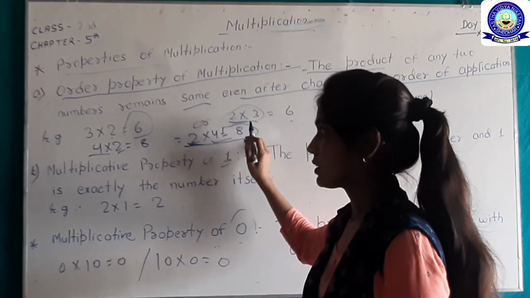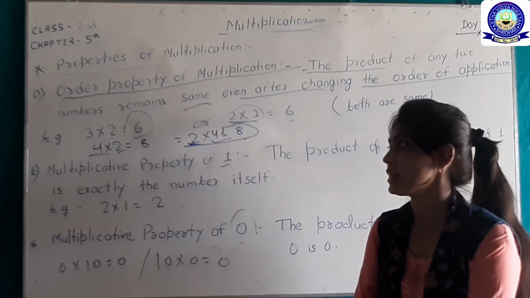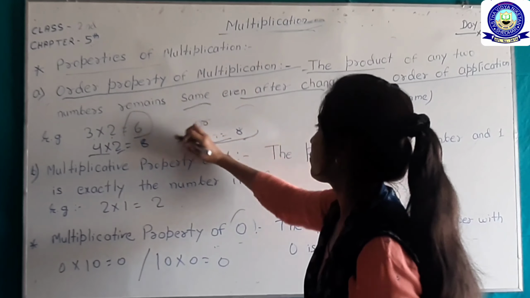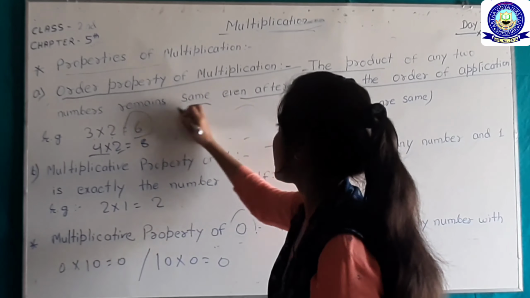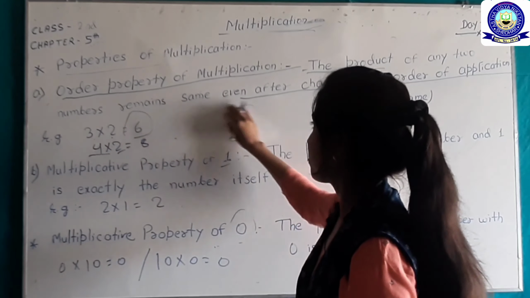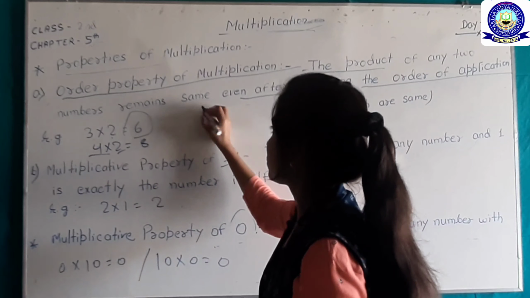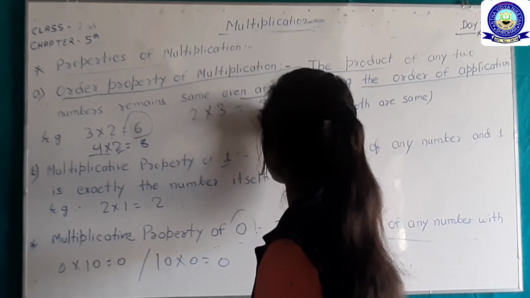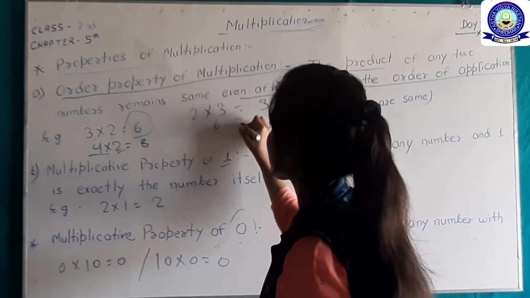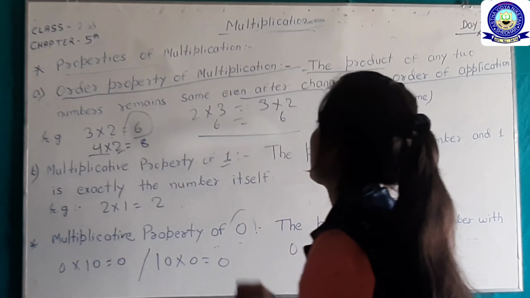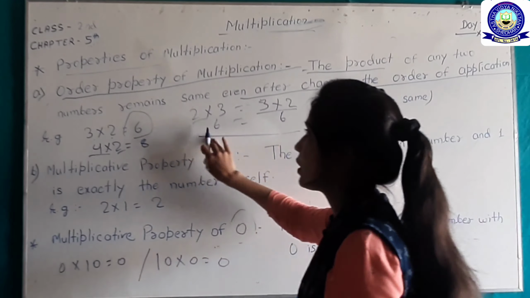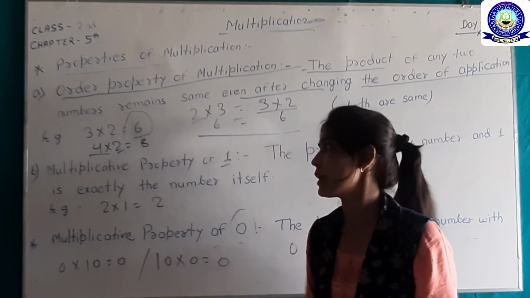This is the first property of your multiplication called the order property of multiplication. In this property we can write the multiplication in two ways, but in these two ways we get the same product. Here we write 2 into 3, here we write 3 into 2, we get the same product. When we get the same product of two multiplications in any order, we call it the order property of multiplication.